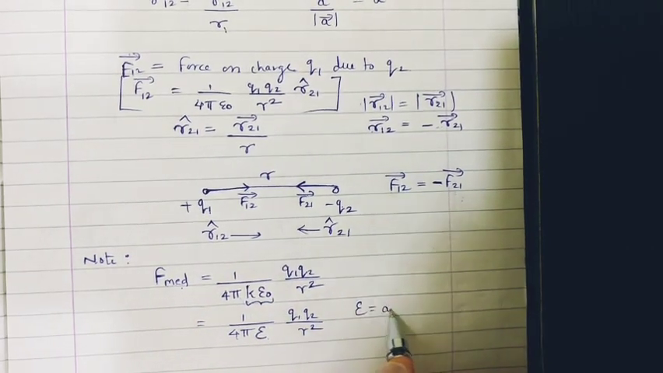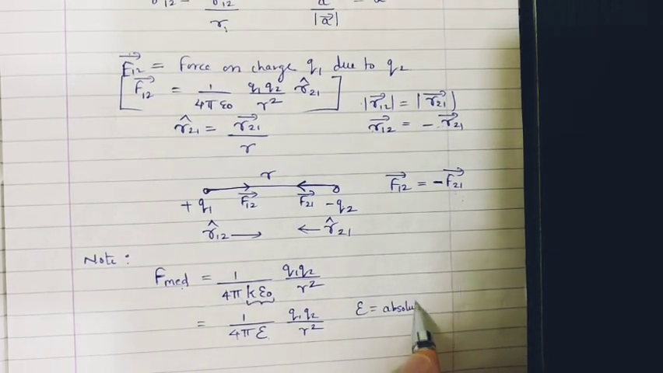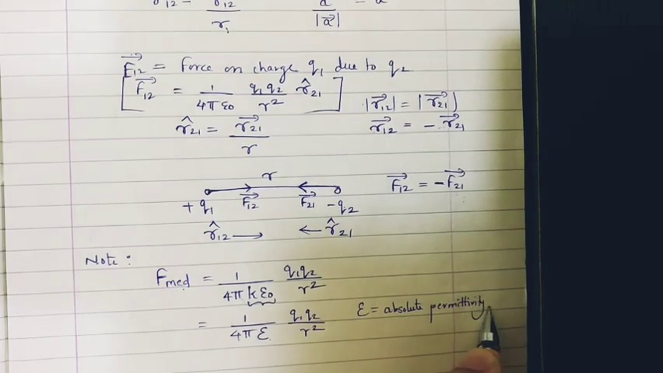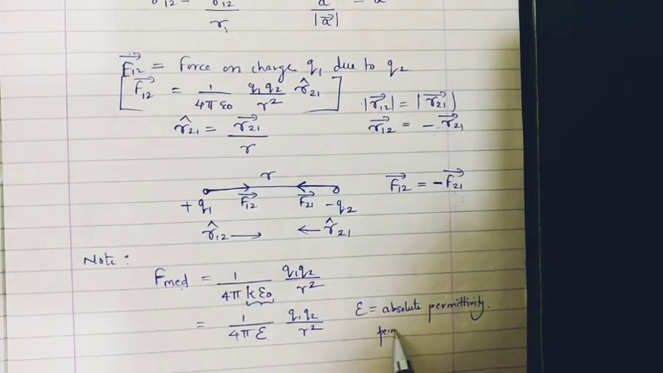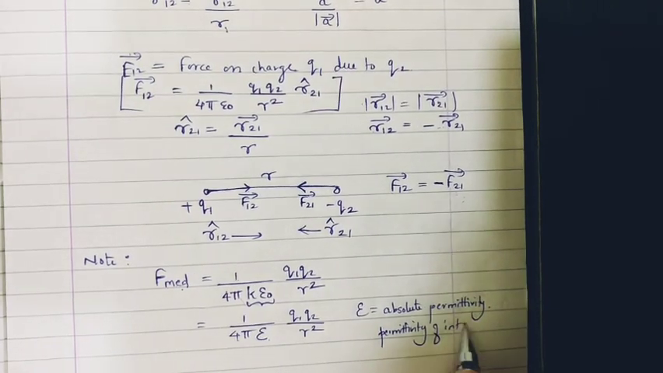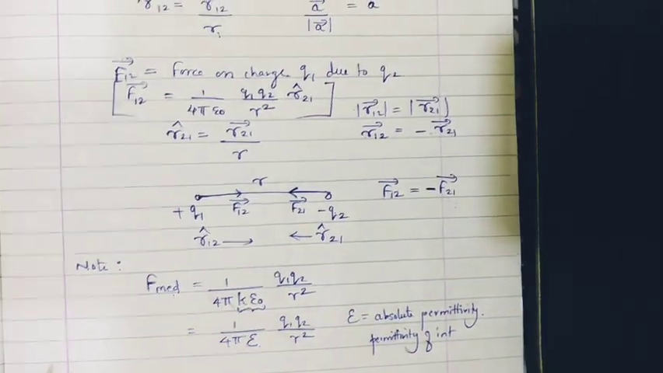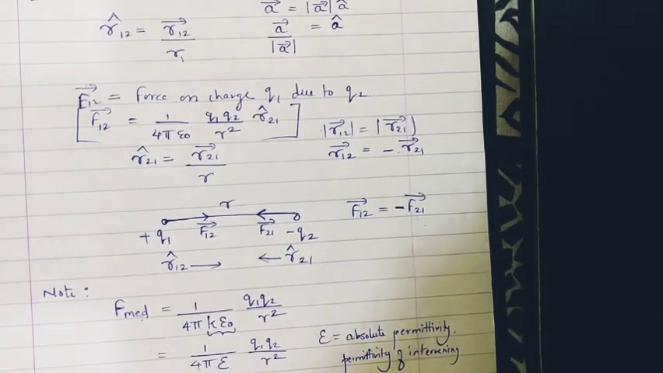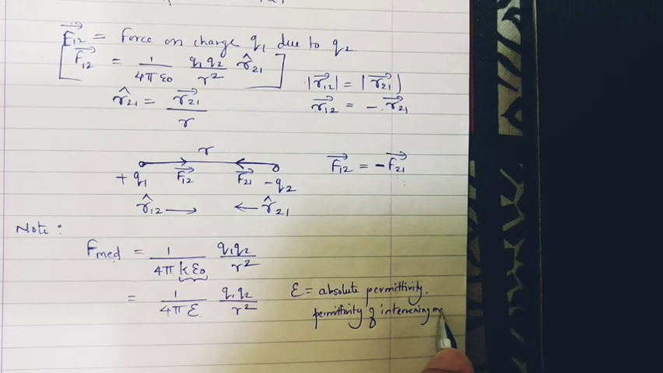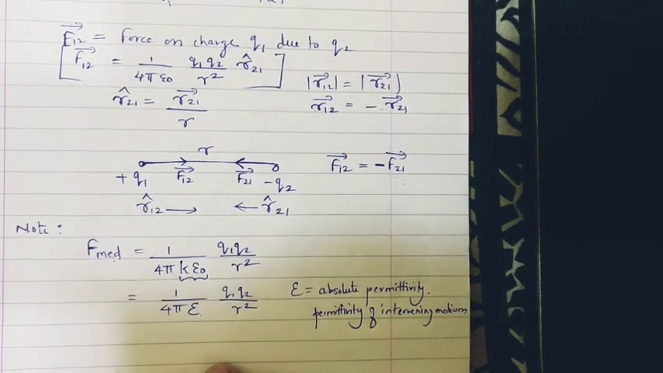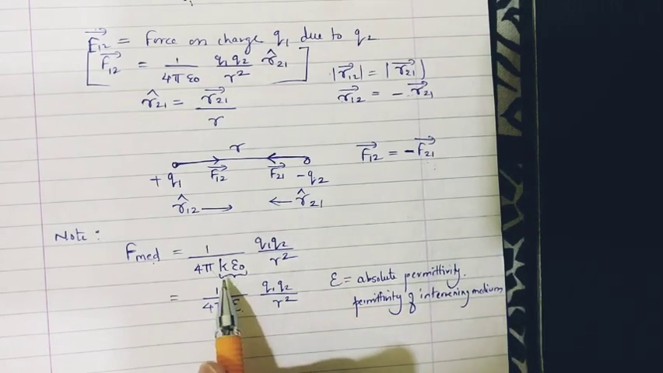So k epsilon naught can also be written as epsilon, where this epsilon will be called as the absolute permittivity, or it is also called as the permittivity of intervening medium. Okay, it is called as the permittivity of intervening medium. This k is also called as epsilon R.